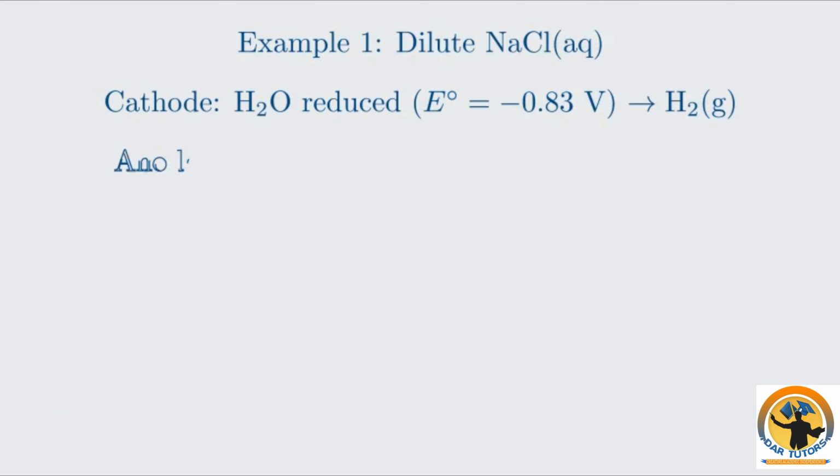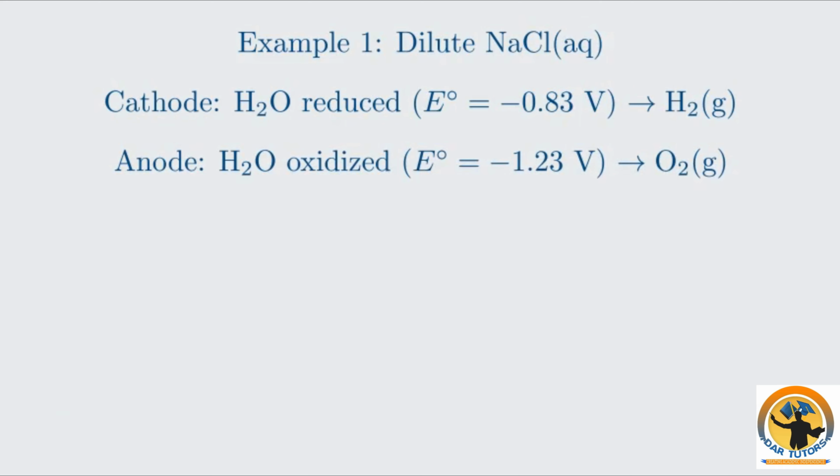First, the electrolysis of dilute aqueous sodium chloride. At the cathode, we compare the reduction of Na+ and water. Water has a more positive potential, -0.83 V versus -2.71 V, so water is reduced, producing hydrogen gas. At the anode, we compare the oxidation of Cl- and water. Water is more easily oxidized, -0.23 V versus +1.36 V, producing oxygen gas.